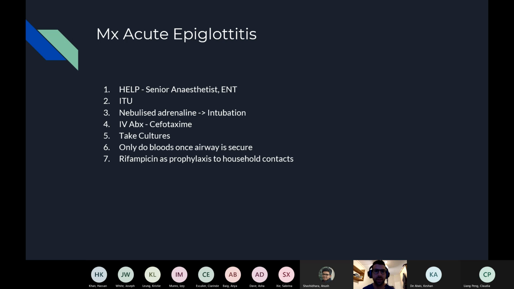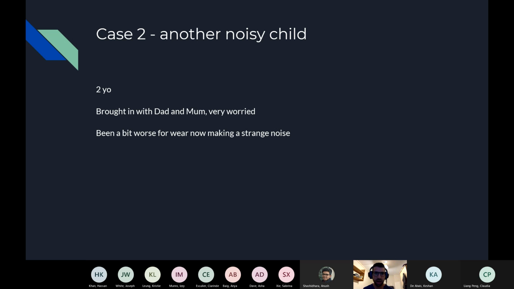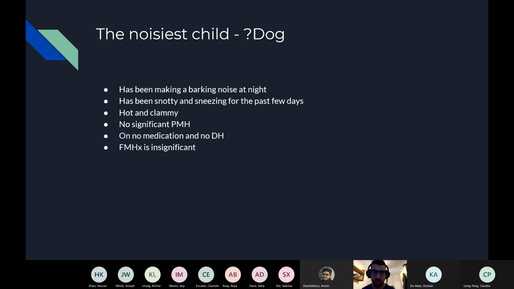Okay, cool. So number 2: a 2-year-old, brought in by mum and dad, very worried, been a bit worse for wear, now making a strange noise. Okay, so let's go on to the noisiest child, query dog.